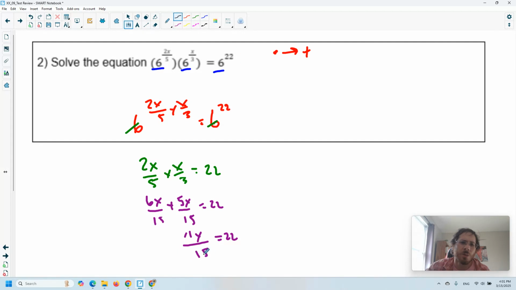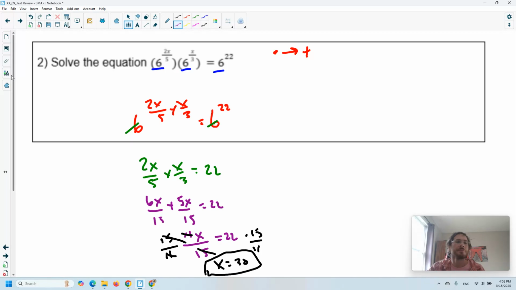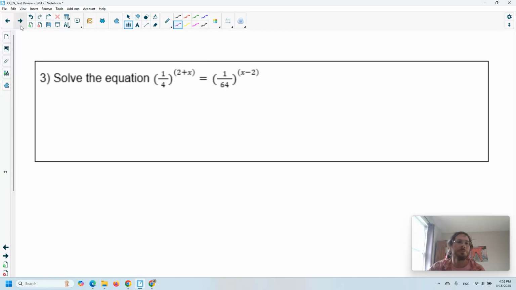And now we just need to get rid of the 15 and 11. So since I'm dividing by 15, I'm going to multiply by 15. Since I'm multiplying by 11, I'm going to divide by 11. So that's going to get rid of the 15s and the 11s to get x equals, and this would be 2 times 15 for 30. So we get x equals 30. Sorry, that's an x. All right, that's what we got. All right, moving on to 3.